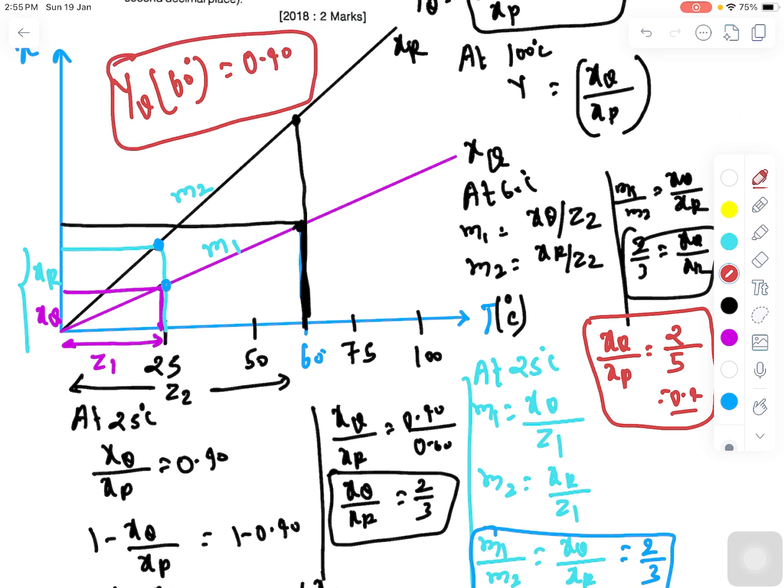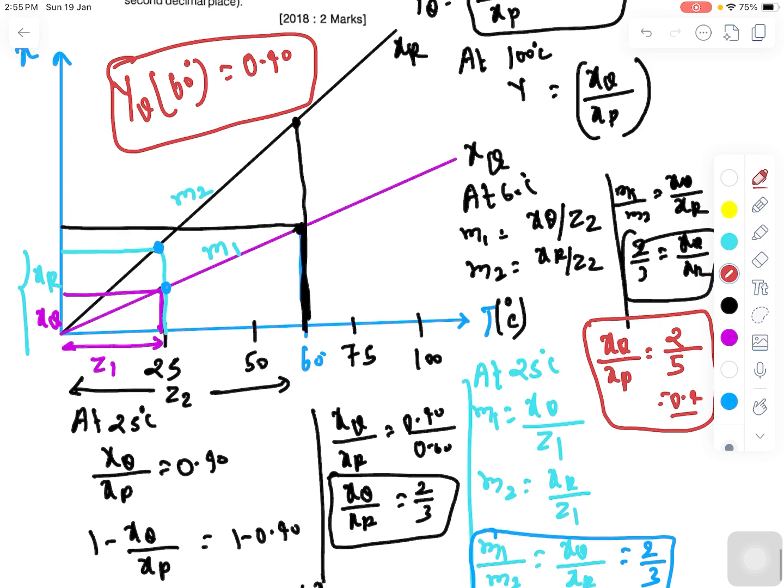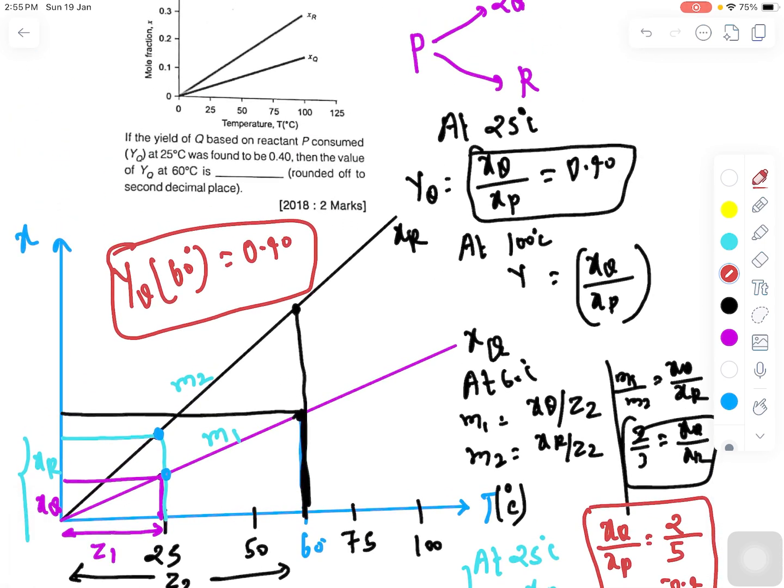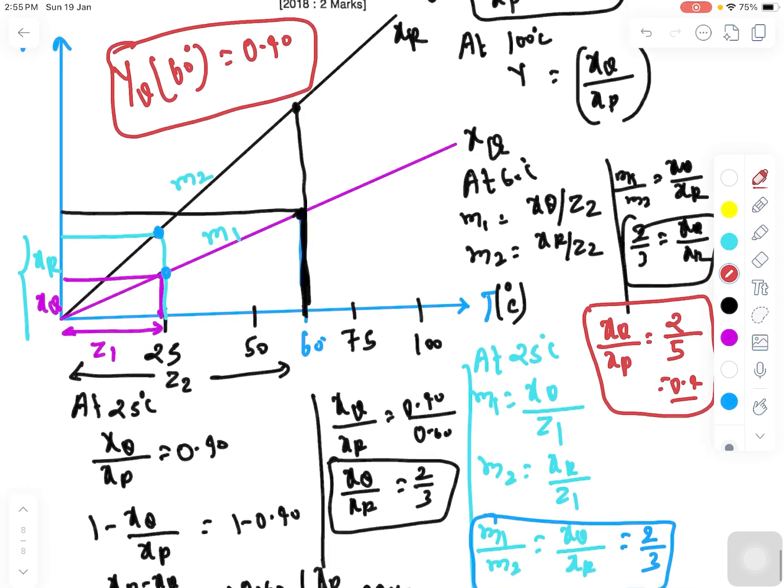In this particular problem, you can use two different concepts. One is the yield concept, and the other is the equation of a straight line concept. That's it, nothing else was there. I hope this question was clear to all of you.